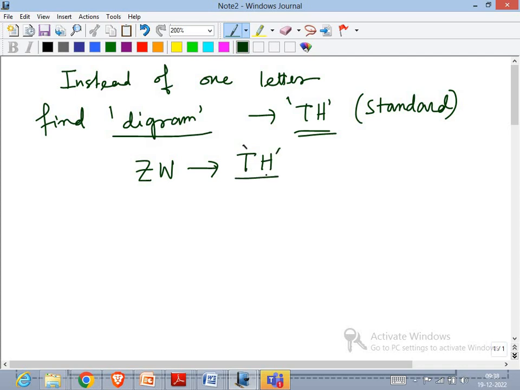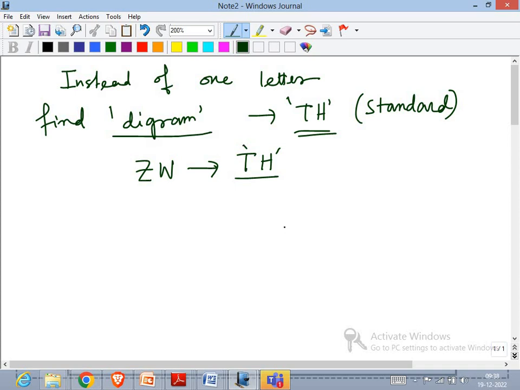I'll repeat once again what I'm trying to do. As the single letter detection might not be correct, because in some cases the probabilities are almost the same, we have to club two letters and find out whether that two-letter combination has repeated multiple times or not. If we find one, we will map it to TH, because TH is, as per standard, the most used digram in the English language. So ZW is mapped to TH, right?